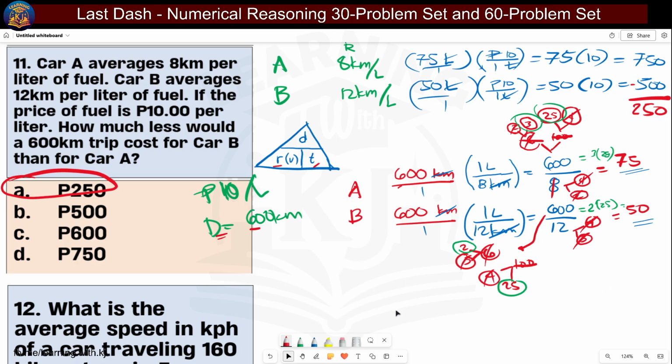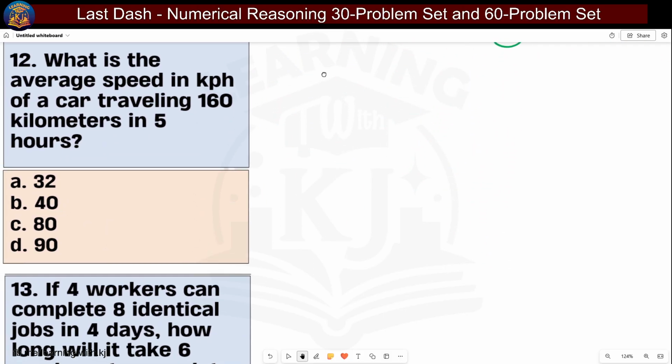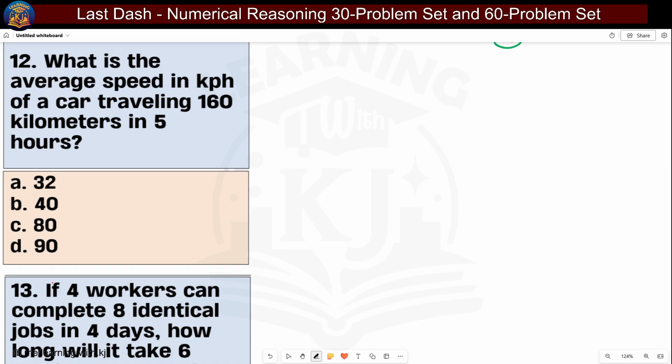Speed problem. Sige, patuloy ko na lang. Ito, siguro sa baba. Drag ko na lang to. Para dalawang problem sa isang video. Sabi dito, what is the average speed? Kasi dalawa na lang silang speed ng either sasakyan or spend na liter sa, sasakyan pa rin. So, let's try this. What is the average speed in kilometers per hour of a car traveling 160 kilometers? This is the distance.